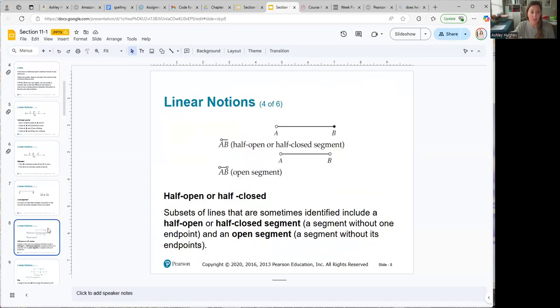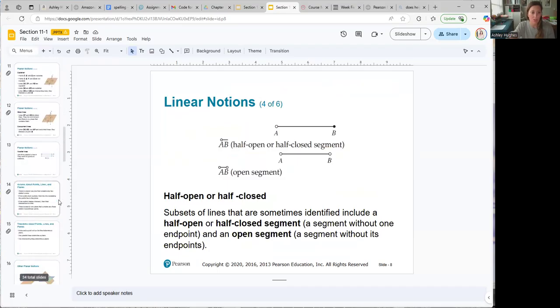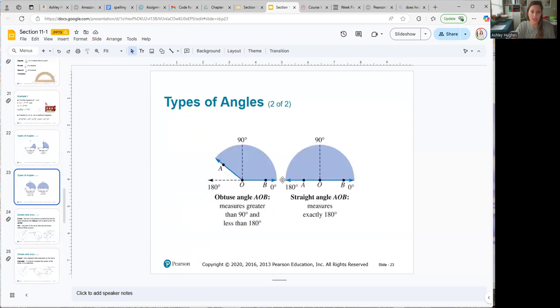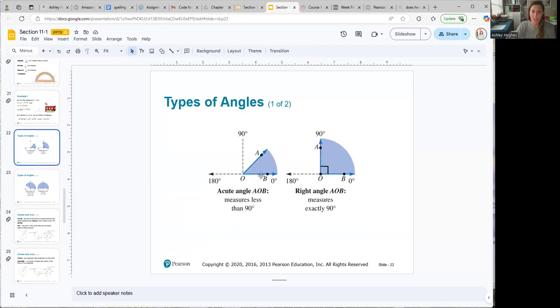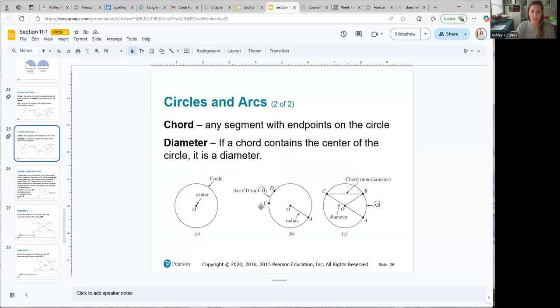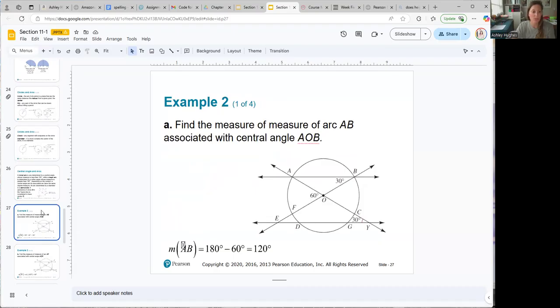Big concepts are how to label things, and then also that there are 2 points in a line. A ray is in one direction. A segment is just the endpoints. Planes need 3 points. And then the idea of parallel: never intersect; perpendicular: 90 degrees. Angles that add up to 180 make a straight angle. Obtuse is greater than 90. Acute is less than 90. A right angle is equal to 90. The measure of an arc is equal to the measure of the central angle.